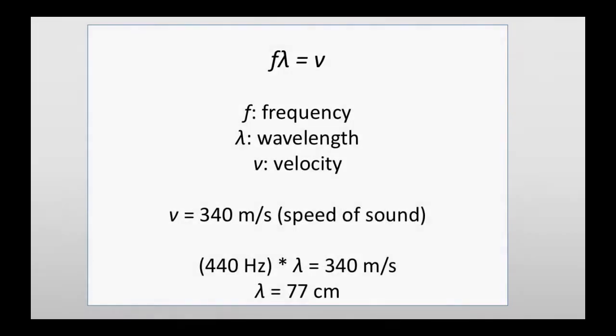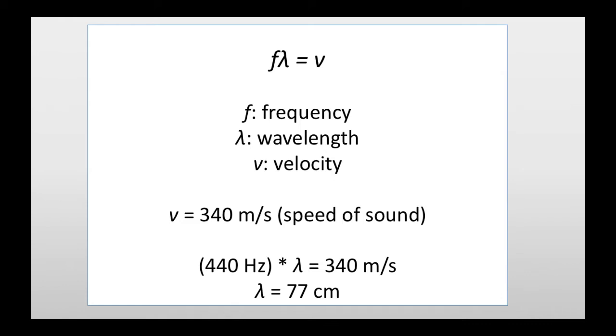Wavelength is inversely proportional to frequency. High frequency sounds have shorter wavelengths and low frequency sounds have longer wavelengths. The constant of proportionality is the speed of the wave's propagation. So in our case, that's the speed of sound. The equation for this relation is f times lambda equals v, where f is frequency, lambda is wavelength, and v is the speed of sound.